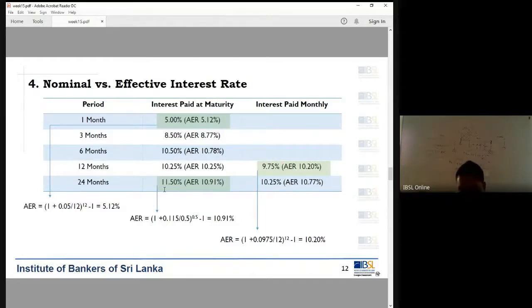Now this is a good example. 24 months. Okay. Your nominal rate is 11.5%. What does that mean? After, now look at this header, interest paid at maturity. That means your interest is going to be equal to 11.5% after 12 months. So that means, say you invest 100 rupees, simply you are going to get 111.5 rupees after 24 months. Okay, not 12 months. So the AER equation will be very interesting here.